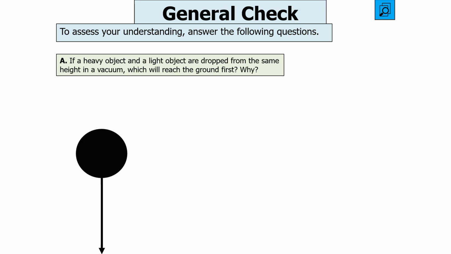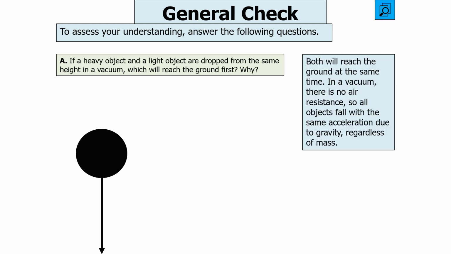If a heavy object and a light object are dropped from the same height in a vacuum, which will reach the ground first and why? So pause the video now, then unpause the video when you want to go through your answer. Now both will reach the ground at the same time. In a vacuum, there is no air resistance, so all objects fall with the same acceleration due to gravity, regardless of mass.